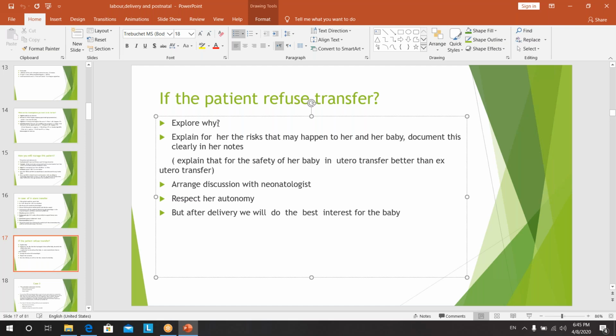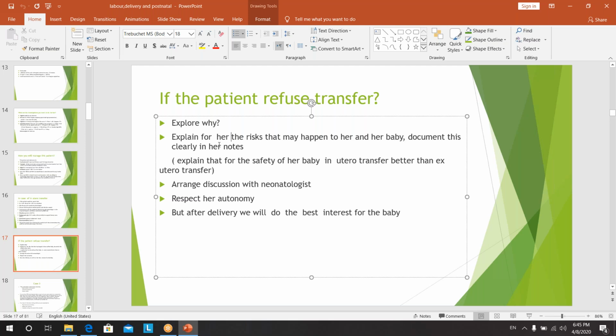So why doesn't this patient want in utero transfer? And this is not the only question, and not the only thing you should do. Because, doctor, I don't want to go to another hospital. So you will document only? No. Before documentation, you will explain the risk. So any patient who refuses any treatment against medical advice, you have to ask why and explore the risk. Not only document. You document to protect yourself. It's okay.